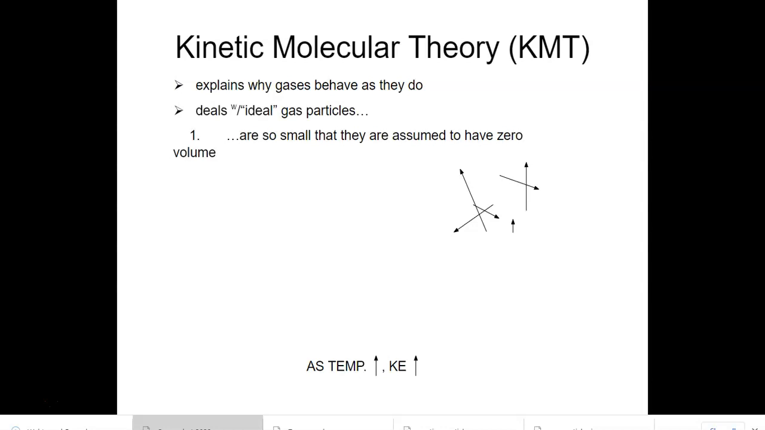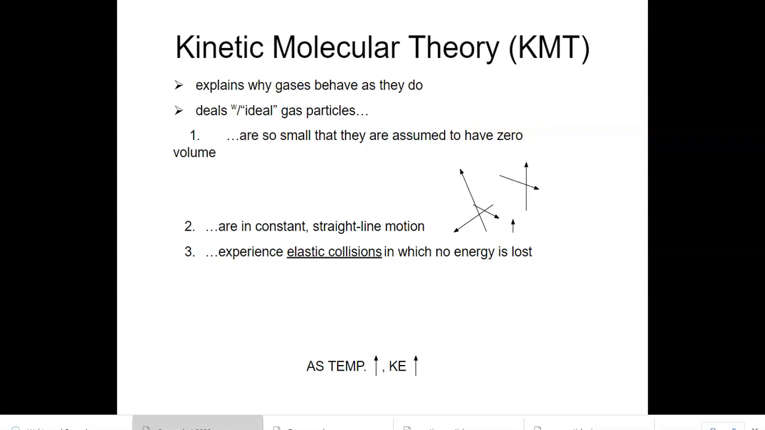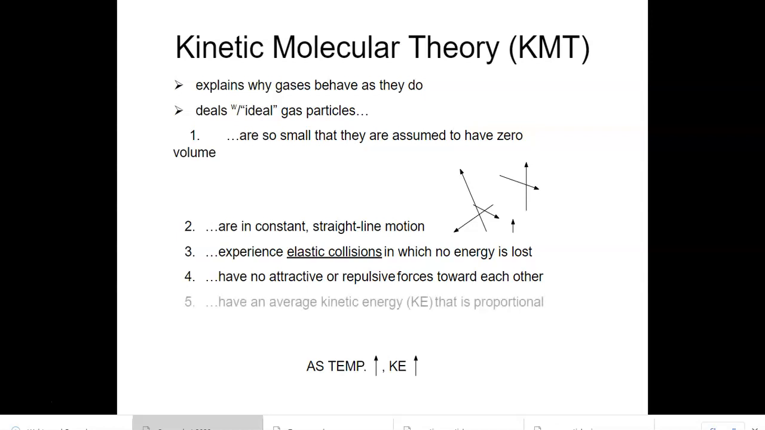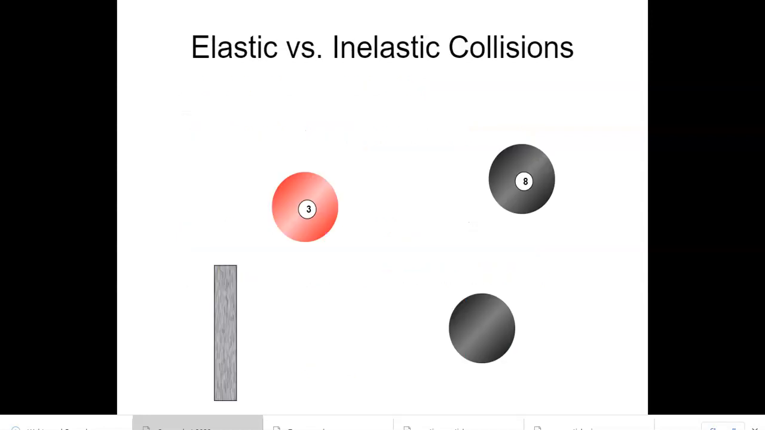Okay, so remember, they're so small they have no volume. They're in constant straight line motion. That was the other thing. When I'm saying random motion, they're in a straight line motion. Okay, they're going to experience elastic collisions, which means when they bump into each other, the energy is not going to get lost. Okay, they're not attracted or repulsed by each other. And then again, that average kinetic energy is proportional to the absolute temperature, also known as Kelvin temperature.